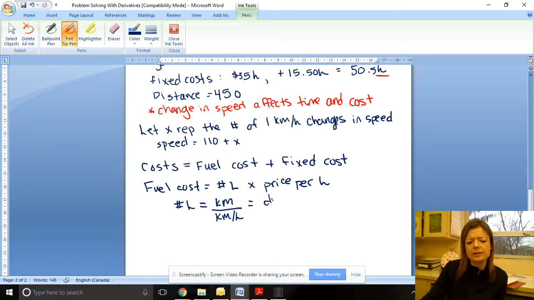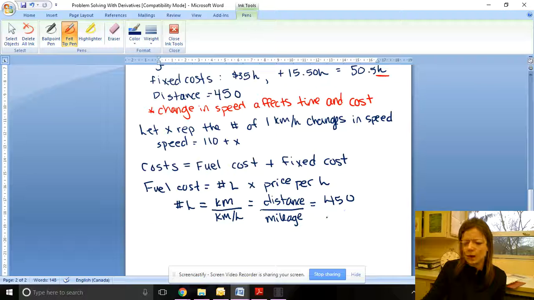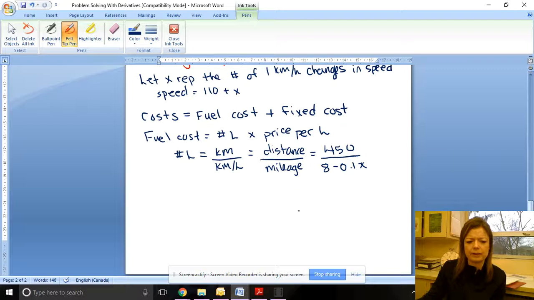So kilometers is just the distance, and the kilometers per liter is the mileage. So we know that the distance is 450. And okay, so we have to think about, what is the mileage? Well, right now it's 8, but it's going to be reduced by 0.1 per x, since we let x be our variable. So that is our expression there for the number of liters. So now I can go back to my fuel cost.